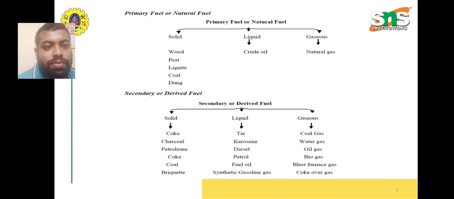Secondary or derived fuels from solids are such as coke, charcoal, petrol, coal and briquette. These are the secondary products which are derived from the primary products. As for liquids, they are such as coal tar, kerosene, diesel, petrol and fuel oil. And for gaseous substances, it is coal gas, water gas, oil gas, biogas, blast furnace gas and coke oven gas. These are some of the primary and secondary fuel substances.